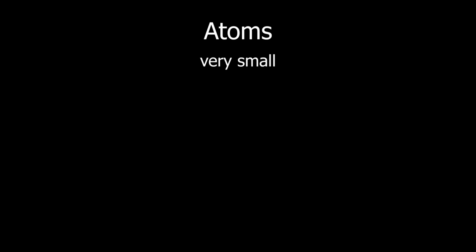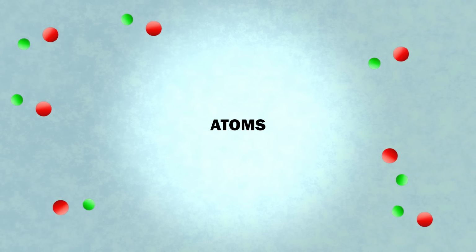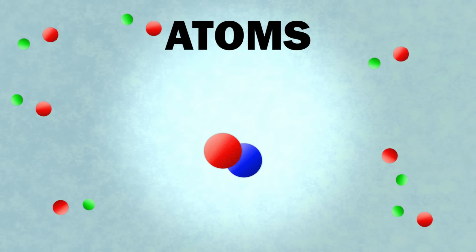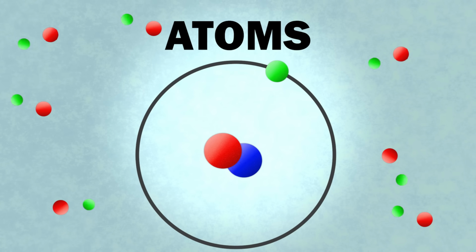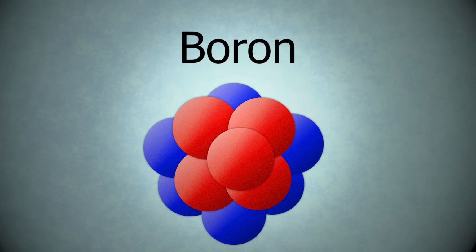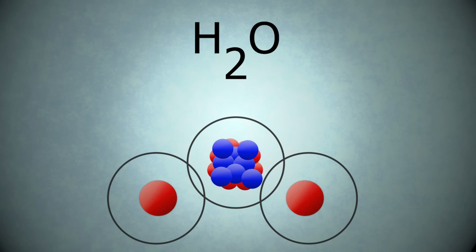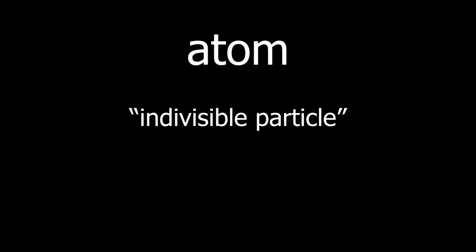Atoms are the smallest unit of matter. In case you weren't aware, every physical thing in your daily life is made of atoms. All atoms have a nucleus and some electrons orbiting around it. The nucleus itself is made of protons and neutrons, and by changing the nucleus you can get different atoms. If you combine these atoms, you can get different molecules and chemical compounds. The word atom originally means indivisible particle, but as it turns out, that is not the case.